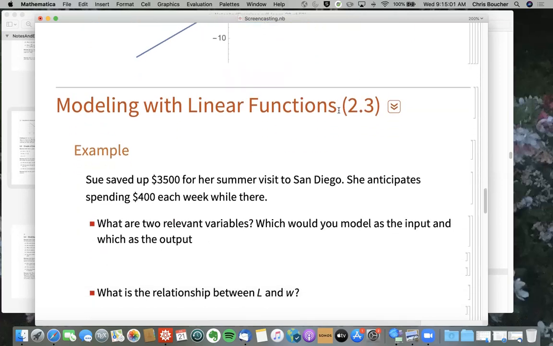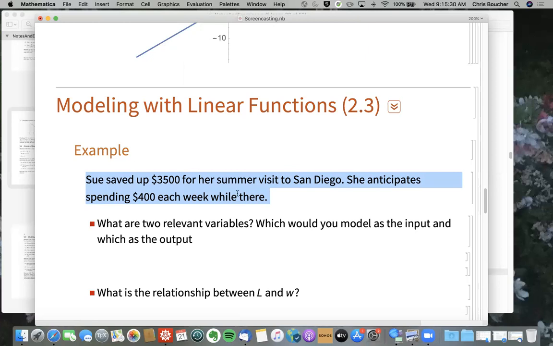Okay, let's talk a little bit about modeling with linear functions. What's going on in this section is we'll have scenarios like this one, for example, where we have two variables and the variables have a linear relationship, and we'll use that relationship to answer questions about the scenario. Okay, so Sue saved up $3,500 for her summer trip, and she anticipates spending $400 a week while there.